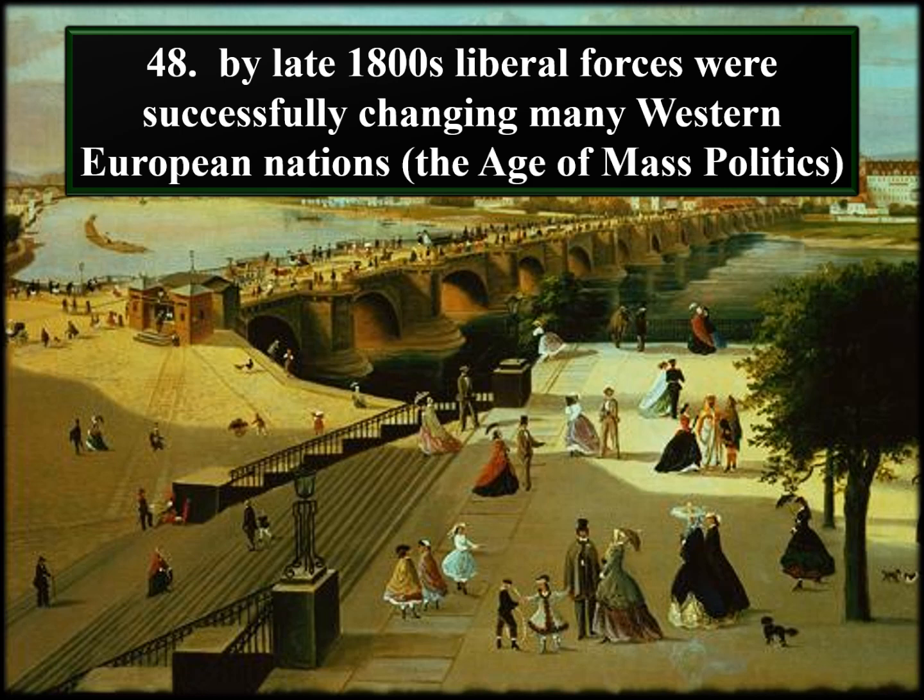By the late 1800s, liberal forces were successfully changing many Western European nations in what we will call the age of mass politics. And again, we started talking about this a little bit in the last unit. Many of those governments start to incorporate reforms to address the calls for social reforms coming from the socialists to deal with the downside of industrialization, to try to avoid revolutions like the ones that had happened in the 1830s and 1848. We'll talk more about this age of mass politics moving forward in this unit.